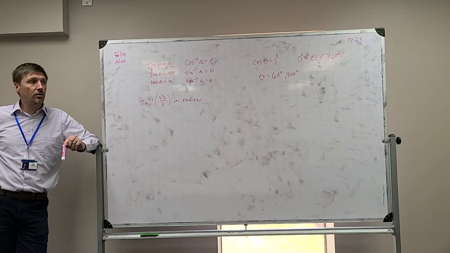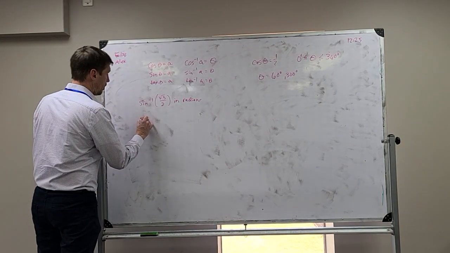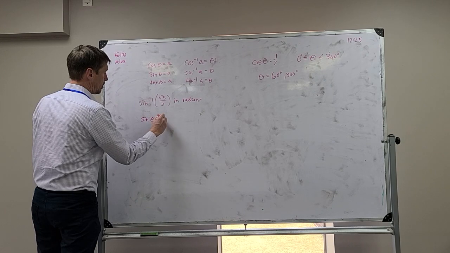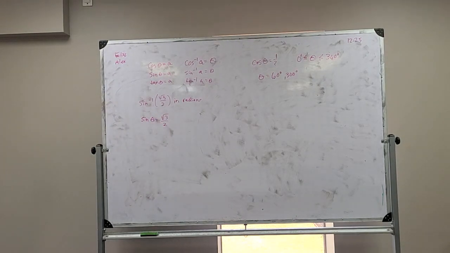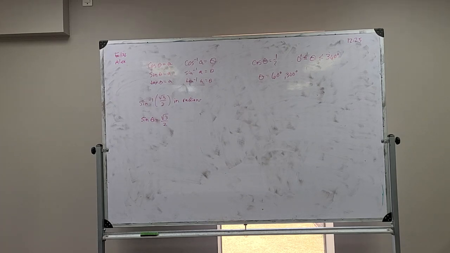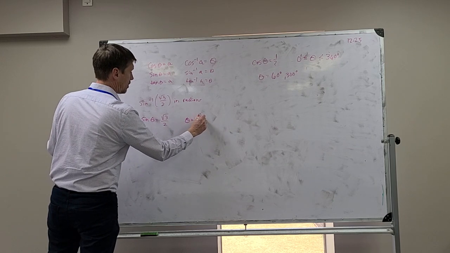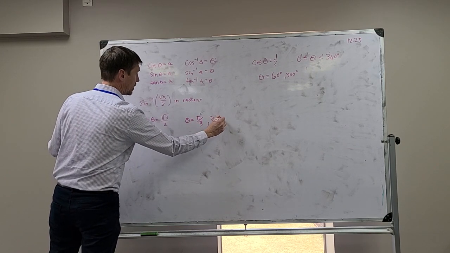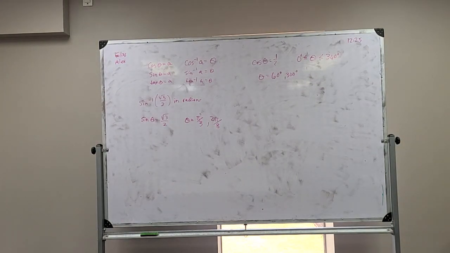Use your unit circle to figure out where sine of theta is equal to square root of 3 over 2. In other words, where is the y coordinate square root of 3 over 2? Where is it, Caleb? In radians. Pi over 3. And where else? 2 pi over 3. You guys see that on your unit circle? The y coordinate is positive square root of 3 over 2 at those two places.